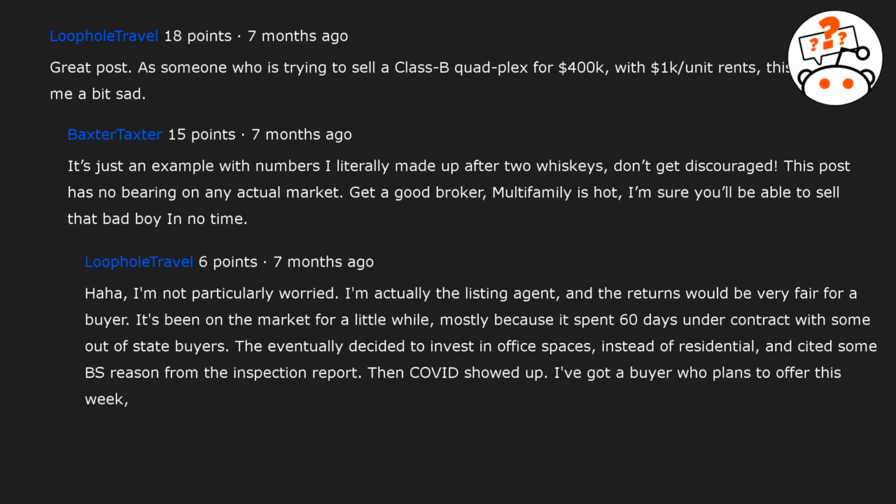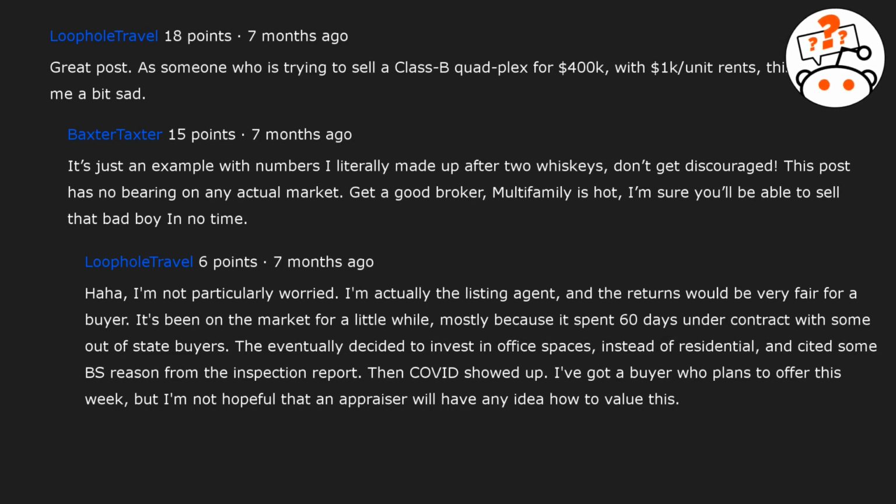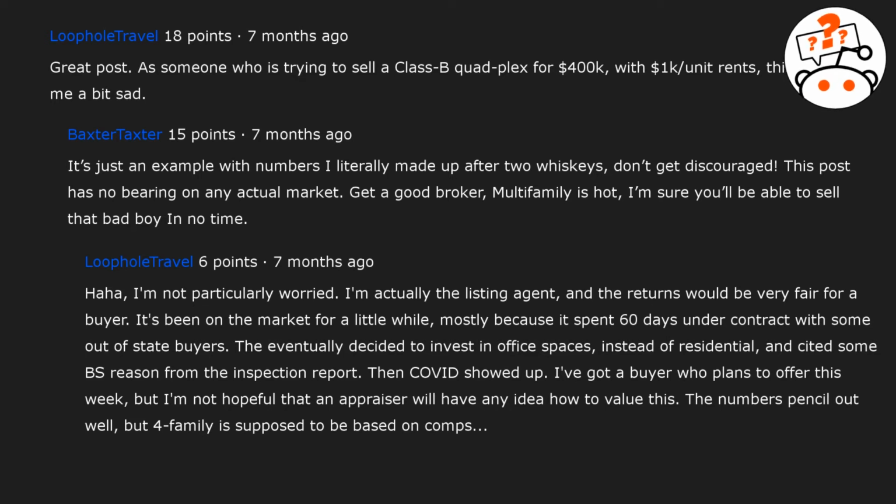I've got a buyer who plans to offer this week, but I'm not hopeful that an appraiser will have any idea how to value this. The numbers pencil out well, but 4 family is supposed to be based on comps, and there simply are no comps anywhere nearby.